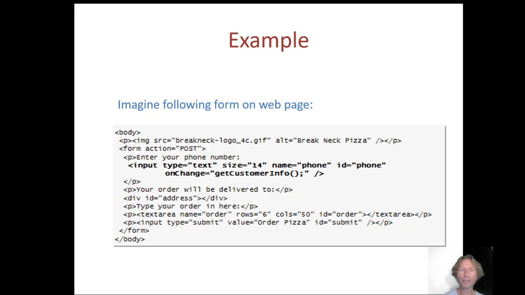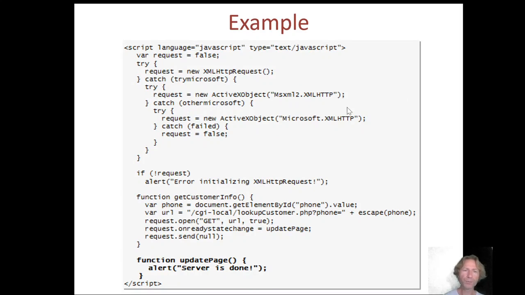And what we see here is that whenever this changes this value, your phone number, you get a call to get customer info. Okay, so as soon as the user starts to fill in his phone number, we actually call some JavaScript. Okay, great. What does that do? Well, the get customer info is here. It will look for the value of that phone number that the user has just been typing in, and craft a URL that contains where it needs to be sent to, but also the phone number as a parameter.